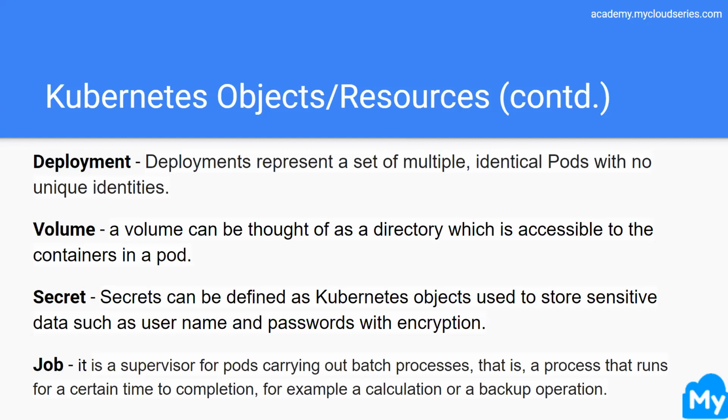The next is what we call a job. A job is a supervisor for pods carrying out batch processes. That is, a process that runs for a certain time to completion, for example, a calculation or a backup operation. So Kubernetes is not just built for API applications. It can also be used for building background processes and background jobs. If you configure it to be a kind of job, it means it's going to run something like a cron job on a schedule, and when it's done, it will end that particular process.